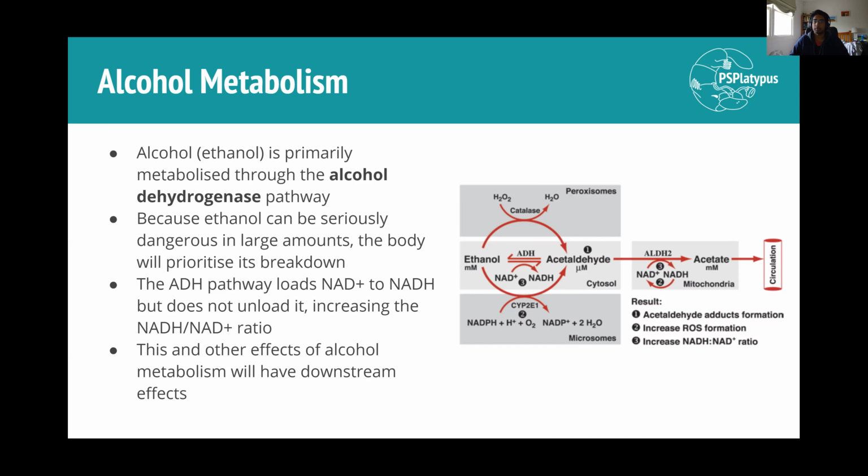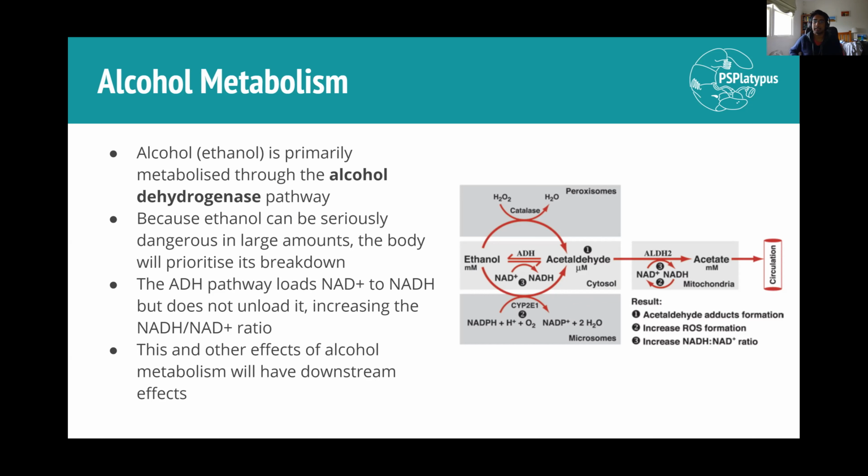So the body will often prioritize this pathway over other things because ethanol and also acetaldehyde can be quite dangerous to it. So it wants to get rid of those because otherwise it'll cause damage to the body, and that can actually lead to neglecting some other processes.